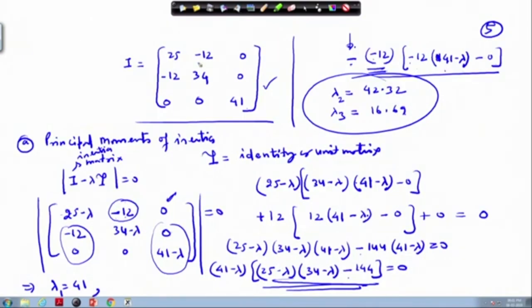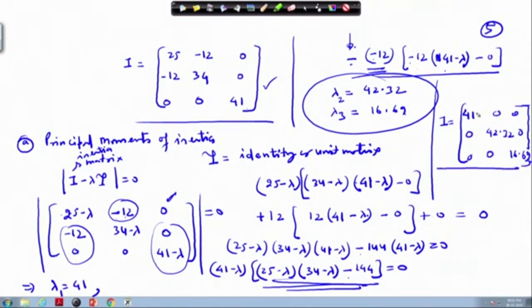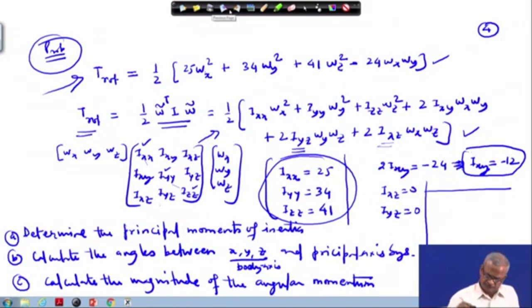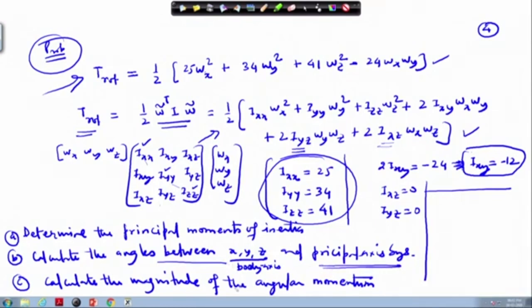According to that scheme, once we put this matrix, the I then becomes diagonal: this is 41, 42.32 and 16.69, and other terms are 0. So, this gives you the principal moments of inertia, these three terms. And the second problem was to calculate the angles between the x, y, z axes and the principal axis directions.